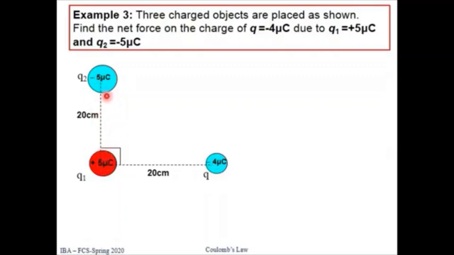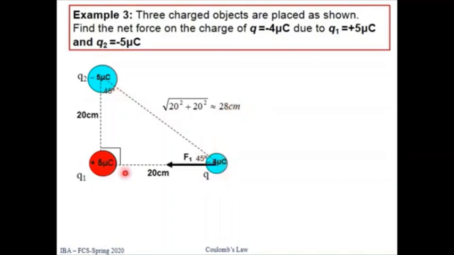So let me first draw a line for the force vector between Q2 and Q, and Q1 and Q. 20 centimeter is the distance between Q1 and Q, and 20 centimeter is the distance between Q2 and Q1. Because this is a right angle triangle, this side can be determined through the Pythagoras theorem. You will get 28 centimeter.